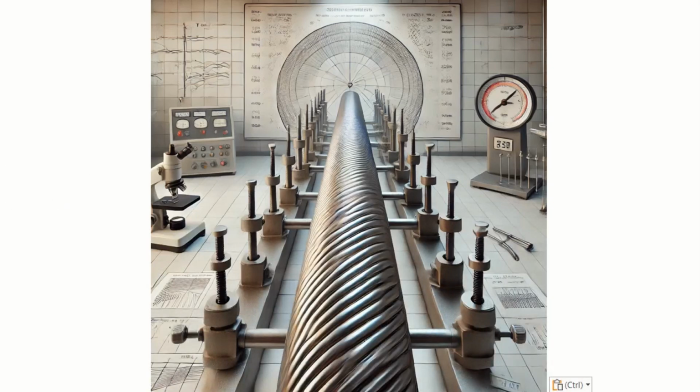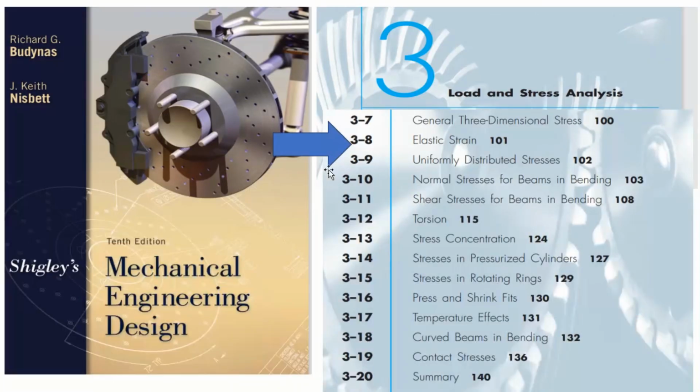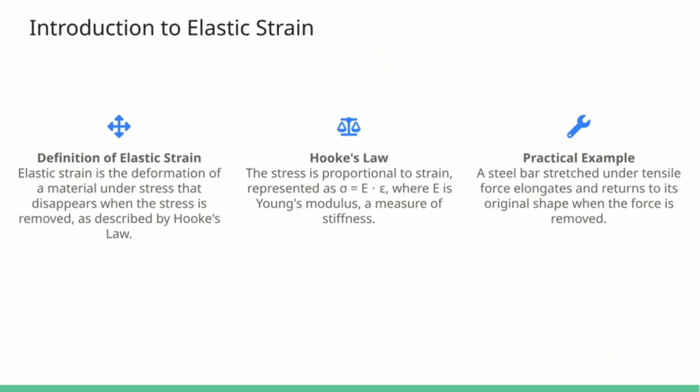In this video, I am going to talk about chapter 3.8, elastic strain, from the load and stress analysis chapter 3 in Shigley's Mechanical Engineering Design textbook. The elastic strain is a repetition of what we have learned in chapter 2 on material science, on the stress-strain diagram. So now we're going to talk about elastic strain.